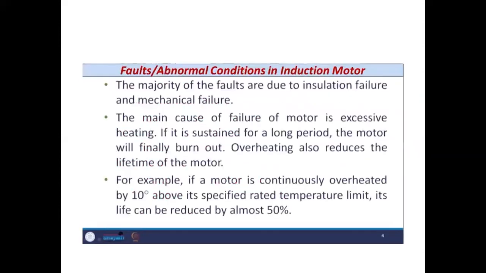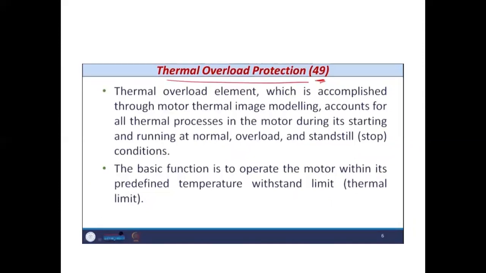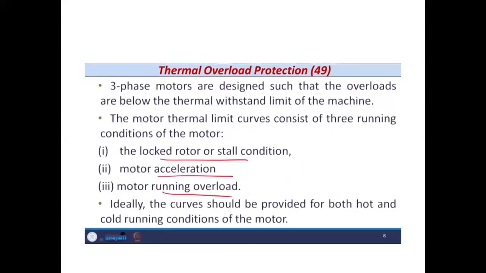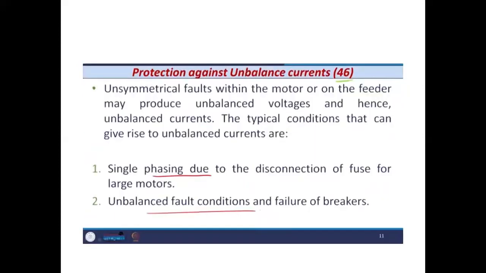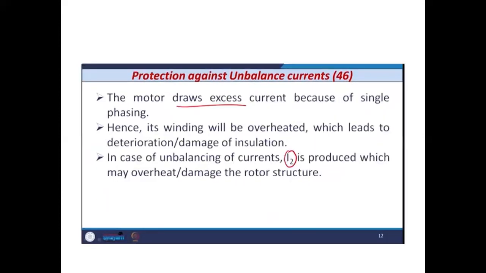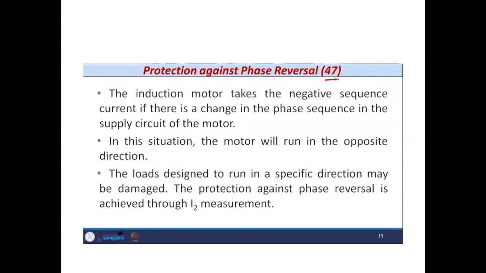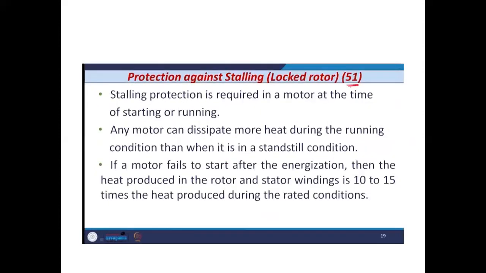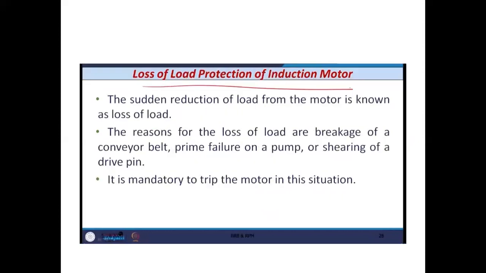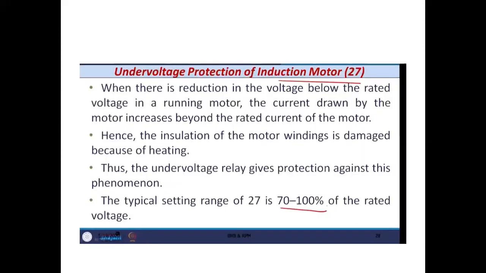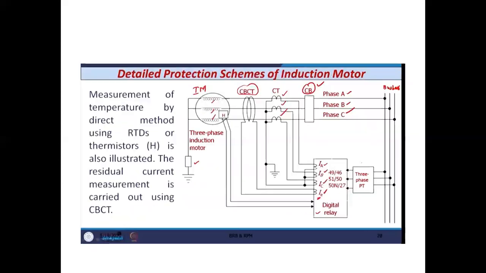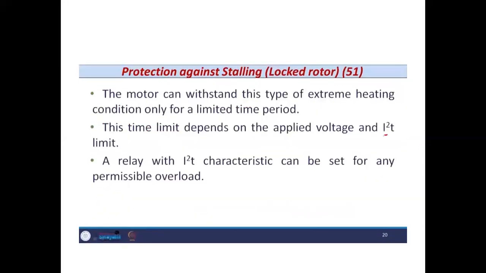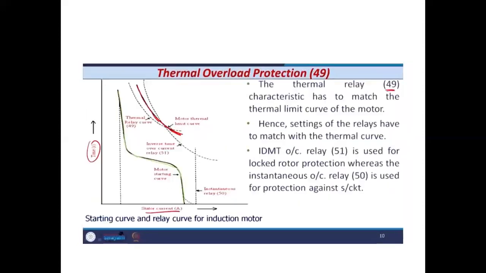For the thermal overload protection, we have the 49 number relay. For protection against unbalance, we have 46, and for protection against phase reversal, we have 47, and protection against phase fault 87, and protection against stalling or locked rotor, we have 51. For the under voltage protection of induction motor, we have 27. So that was all about the protection of induction motor.